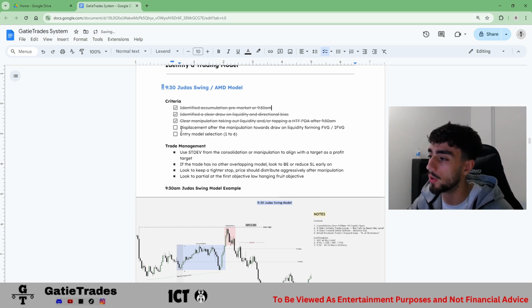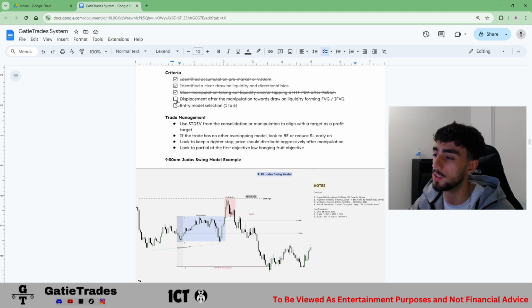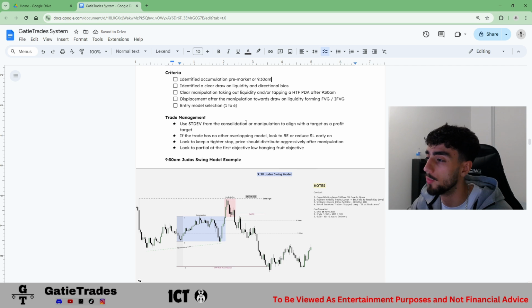After that manipulation, I want to see displacement towards the drawn liquidity. And this needs to form a fair value gap or an inversion fair value gap. Otherwise, I do not qualify it as a displacement. That's how I define my displacement. After this, we move on to entry model selection 1 to 6, and from there, we look to take the trade.